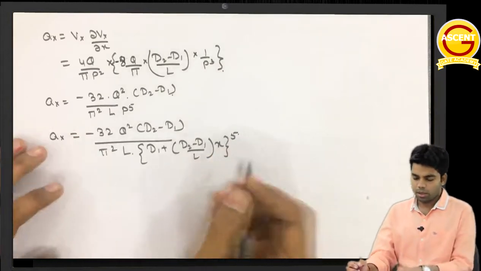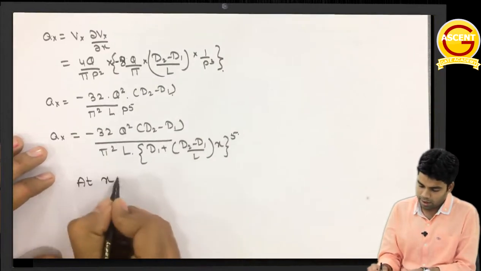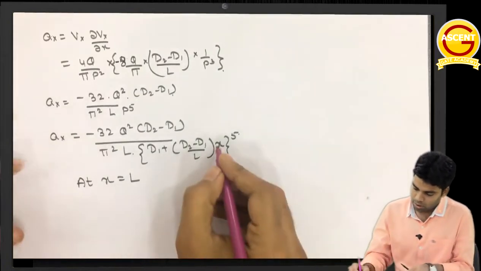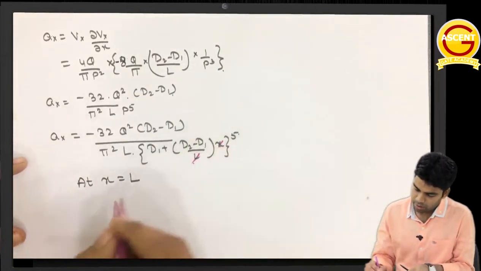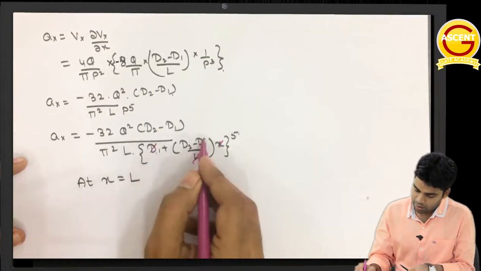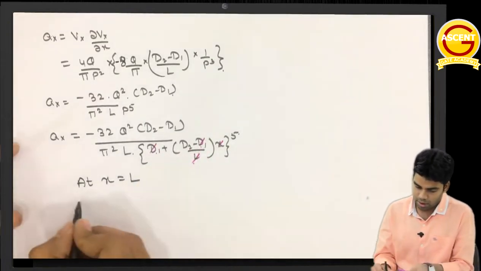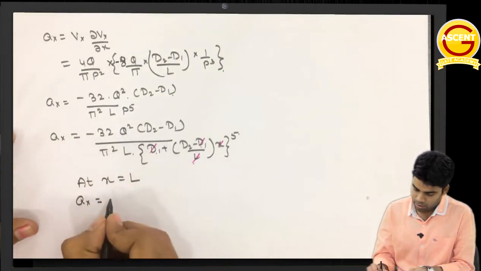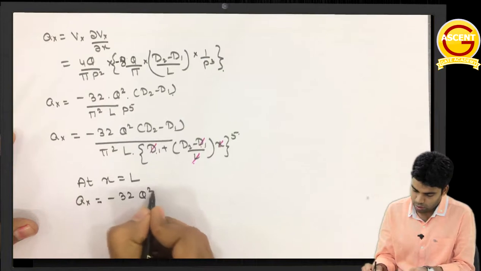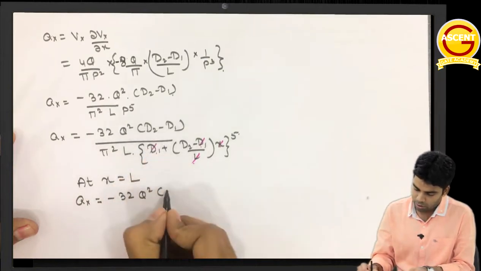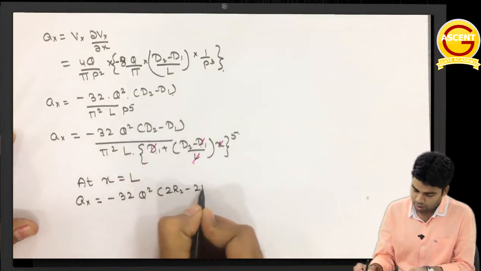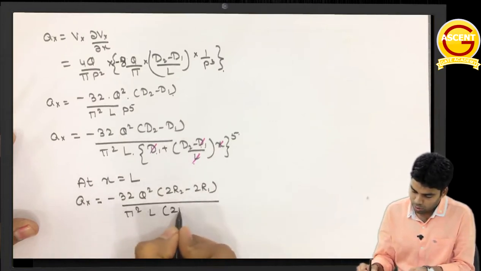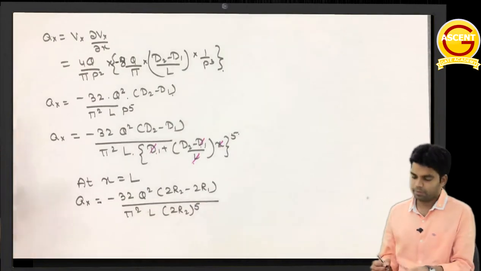Getting this or not? Okay, now at x is equal to L. So, what will happen at x is equal to L? This will be L. So, this term will be cancelled out, this d1 and d1 will be cancelled out, and we will get what? So, this Ax will be equal to minus 32 q square into d2 minus d1, or you can say 2r2 minus 2r1, in terms of r we have to determine, divided by pi square L into 2r2 raised to the power 5.